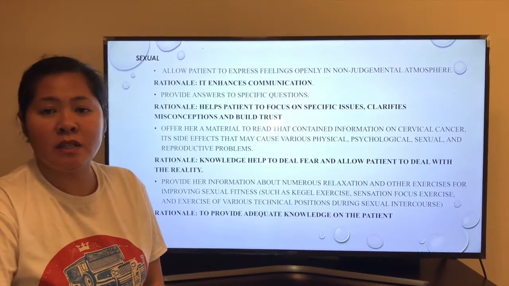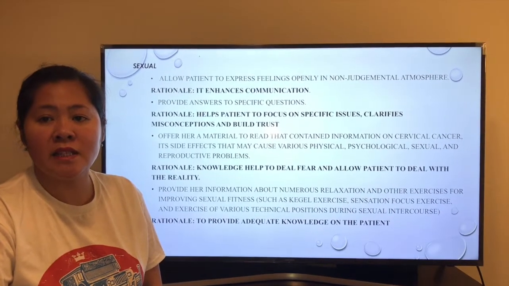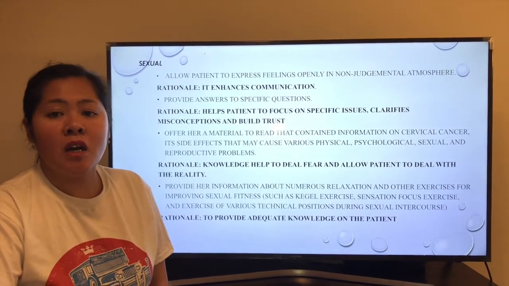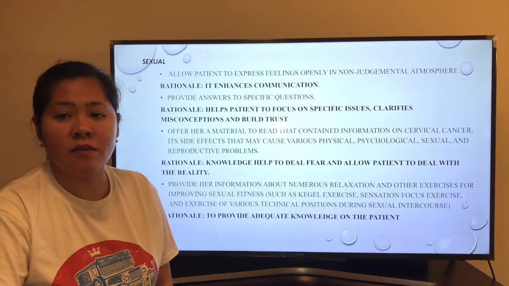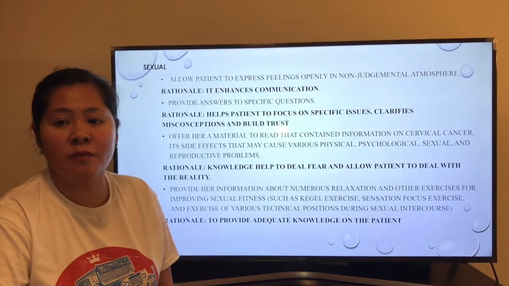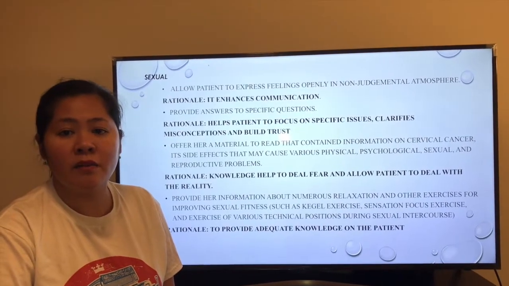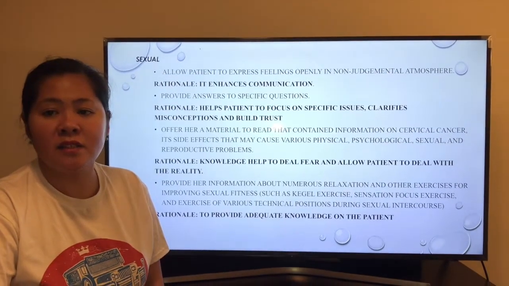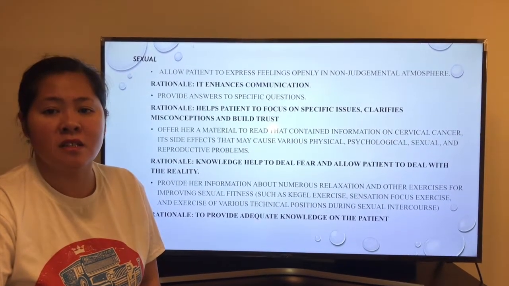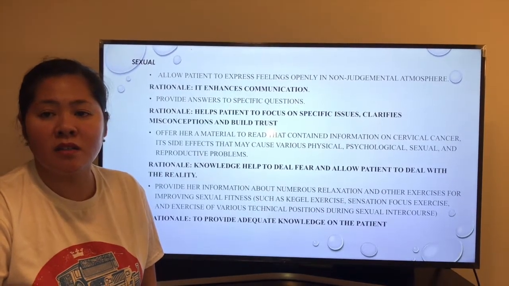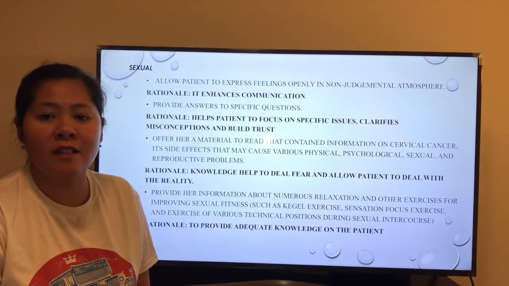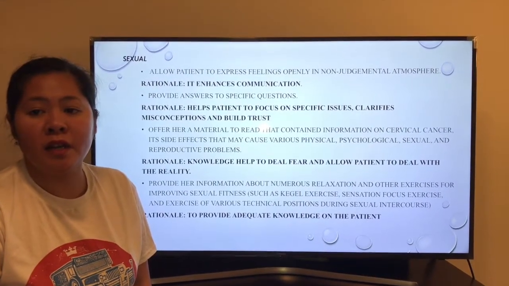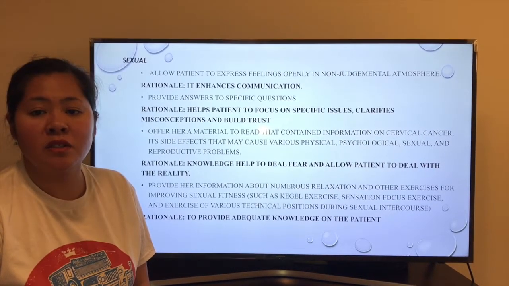For the sexual, allow the patient to express feelings openly in a non-judgmental atmosphere. Rationale: to enhance communication, provide answers to specific questions, help the patient focus on specific issues, clarify misconceptions, and build trust. Next, offer her material to read that contains information on cervical cancer and its side effects that may cause various physical, psychological, sexual, and reproductive problems. Rationale: knowledge helps to deal with fear and allows the patient to deal with the reality.